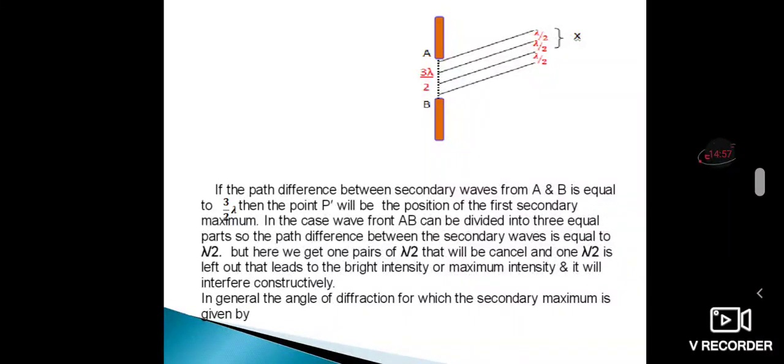So, in general, the angle of diffraction for the secondary maximum is given by d sin theta n equal to (2n plus 1) lambda by 2, where n equals 1, 2, 3 and so on. If you substitute n equal to 1, it is 3 lambda by 2; n equal to 2 is 5 lambda by 2; n equal to 3 is 7 lambda by 2. For all these values, we get maximum intensity.